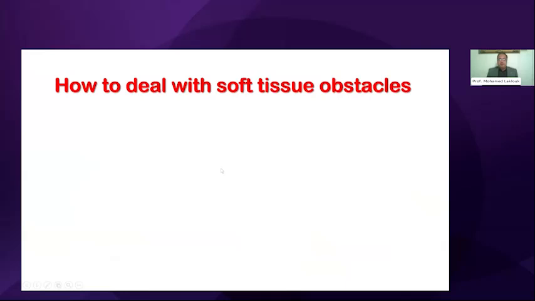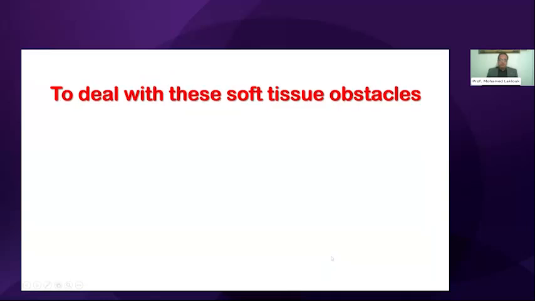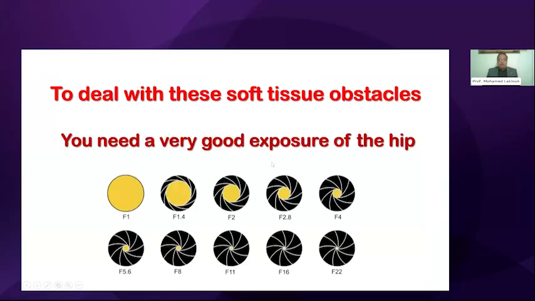How to deal with these soft tissue obstacles? The pulvinar is removed, the ligamentum teres is excised, the capsule is opened, the labrum is either left intact or, if it is severely huge, we can do a radial incision on it, and the iliopsoas is divided, and the transverse acetabular ligament is divided. To deal with these soft tissue obstacles, we need a very good exposure of the hip joint. So we need a very wide exposure in the capsule, but we cannot excise all the capsule.